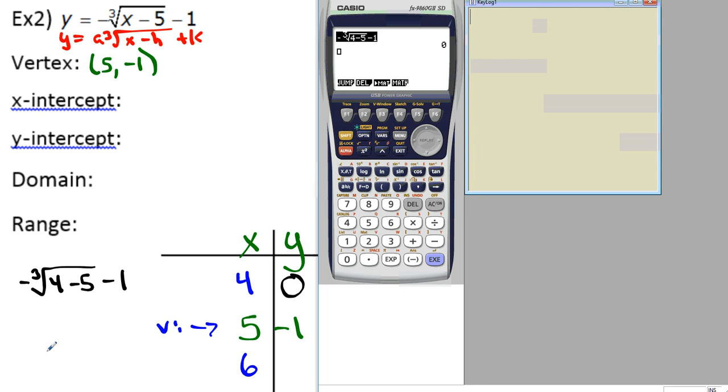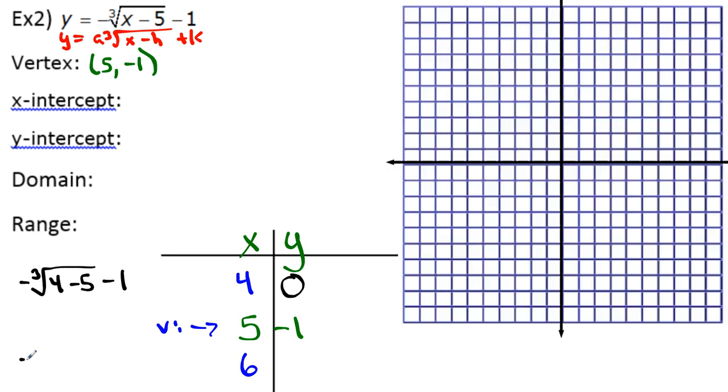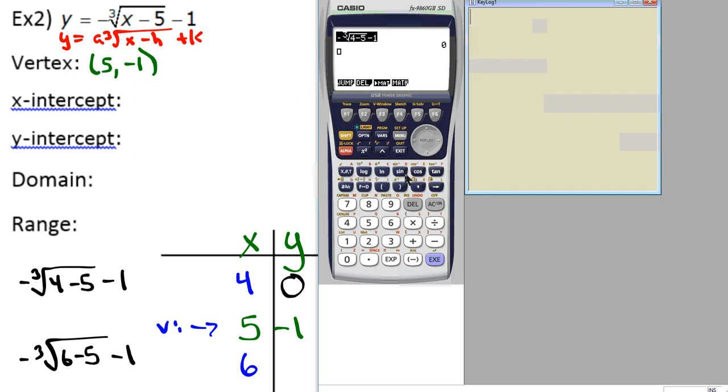Then let's actually just scroll back up and do the other one. I'll write over here. That is a negative cube root of 6 minus 5 minus 1. I mean, you can do these in your head, it's really easy, you're just taking a cube root of a -1 or a 1. But let's work smarter, not harder. Let's go back up here. We're going to press those arrows, scroll over, and change that 4 now to a 6, because we already got it written in. Why do we want to do it twice? And we get a negative 2.